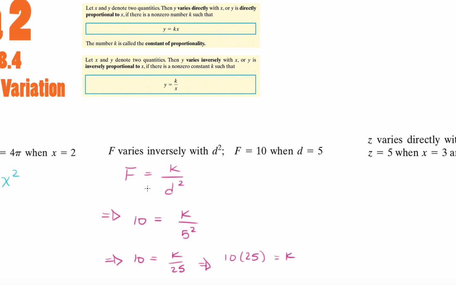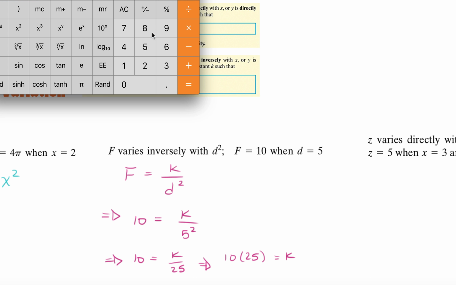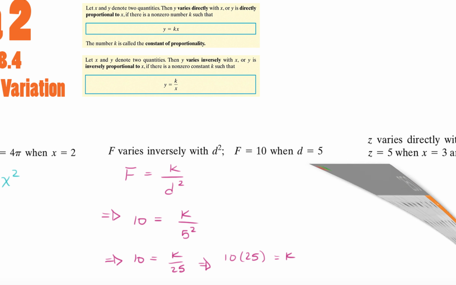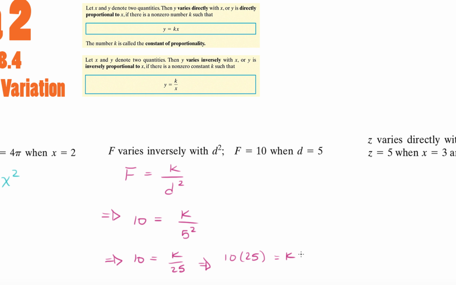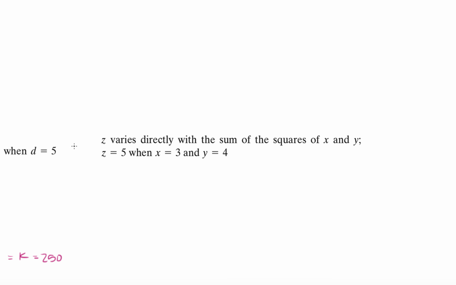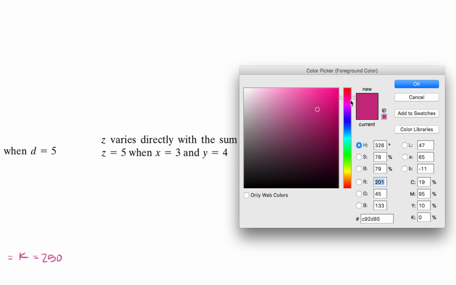Now, what is 10 times 25? I have my calculator here somewhere. There it is. So 25 times 10 equals 250, obviously. Sometimes I don't even know why I need calculators for. 250, therefore f equals 250 divided by d squared. Now this problem is a little bit more challenging, not that intense.